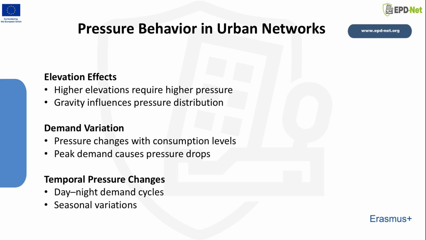Areas located at higher elevations require higher pressure to ensure that water can reach end users, while lower areas may experience excess pressure if not properly managed. Demand variation is another key factor affecting pressure. As water consumption increases during peak hours, pressure levels may drop due to higher flow rates and friction losses in the network. Conversely, during low demand periods, pressure levels may rise.